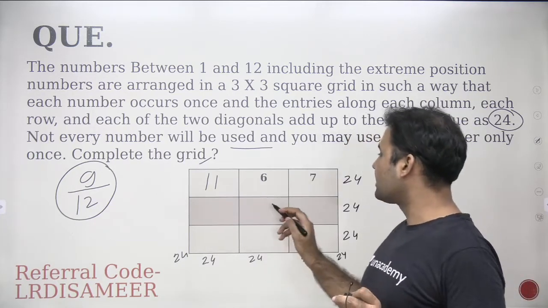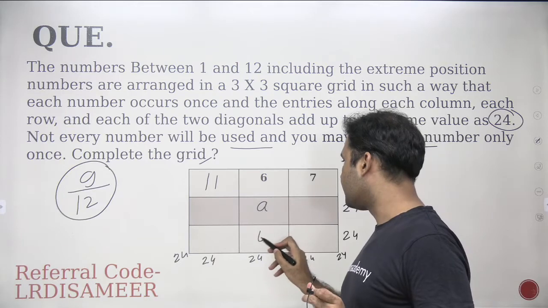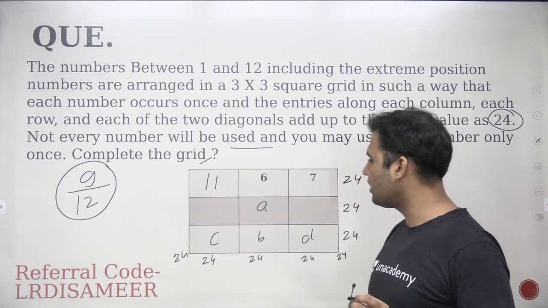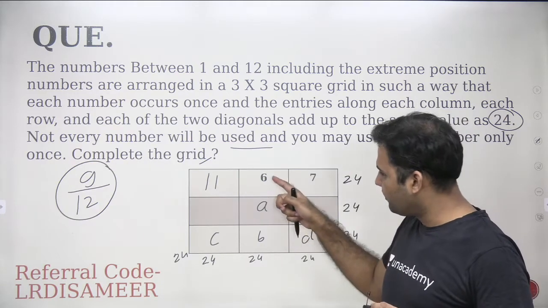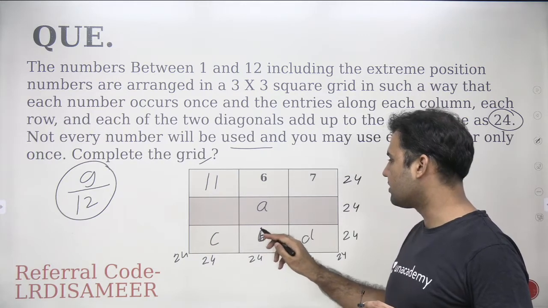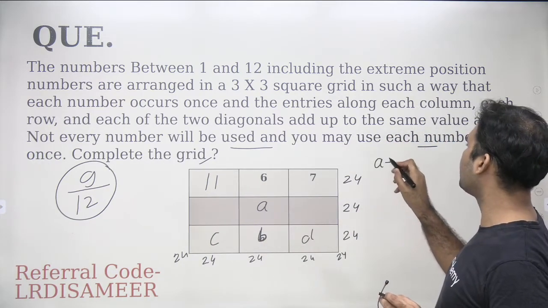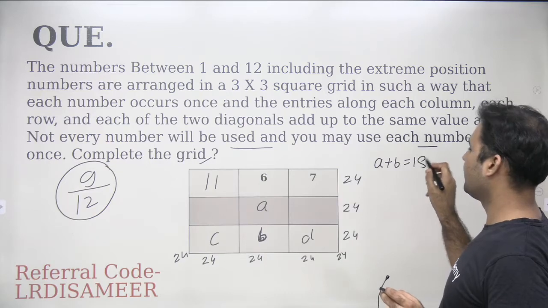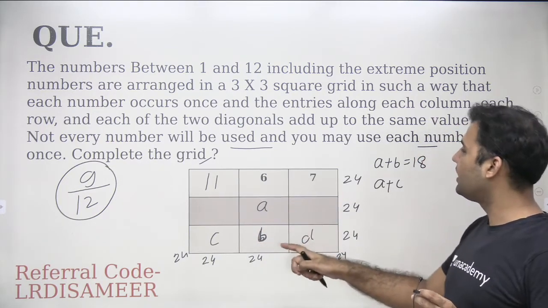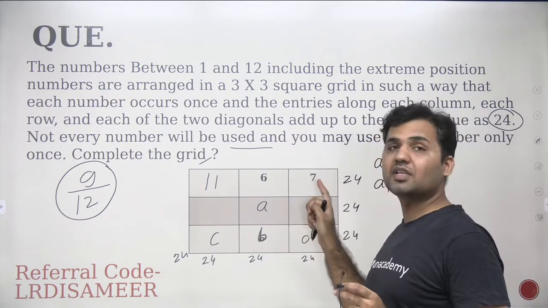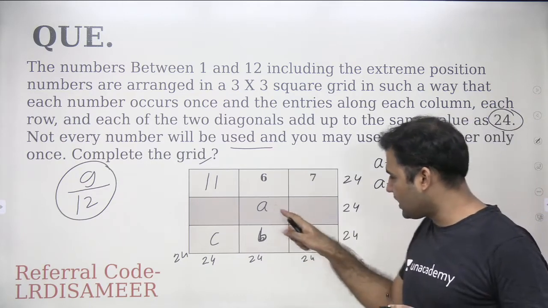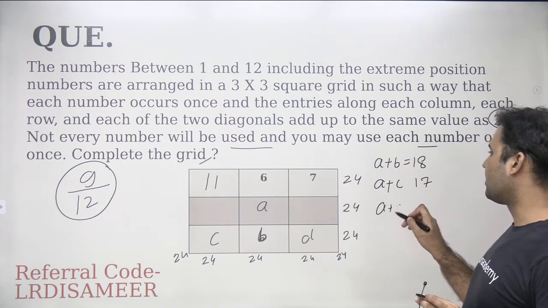So let's see. Let's assume this number is A, this number is B, this number is C, and this number is D. Let's use the concept now. If this number is 6, can I say that A plus B, where this number is B, will be equal to 18? A plus C, if this number is 7, has to be 17. And you see that A plus D here should be equal to 13.